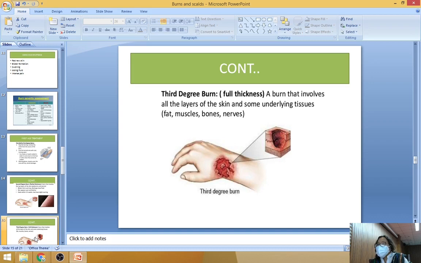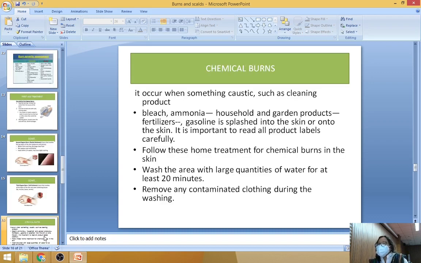Third degree burn, full thickness, a burn that involves all the layers of the skin and some underlying tissues, fat, muscles, bones and nerves. Next is chemical burns. It occurs when something caustic, such as cleaning product, cosmetics or anything like that.